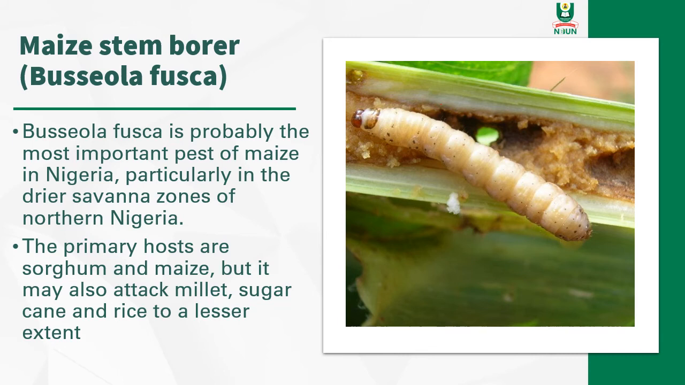There was a time that the government was really out to fight it because it was destroying all the maize in Nigeria. The primary host of this particular species is sorghum and maize, but it may also attack millet and sugarcane and rice to a lesser extent. Particularly it is found in the drier savanna zones of northern Nigeria. Can you imagine the drier savanna zones? So that is where it thrives.